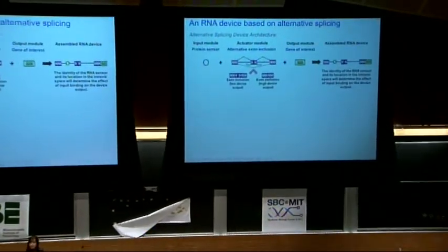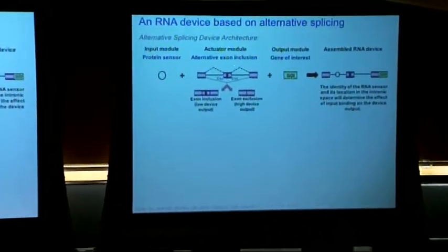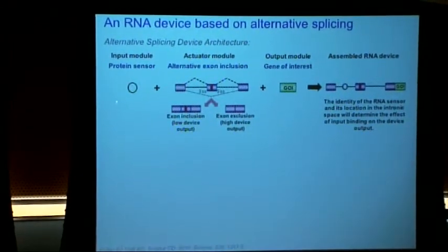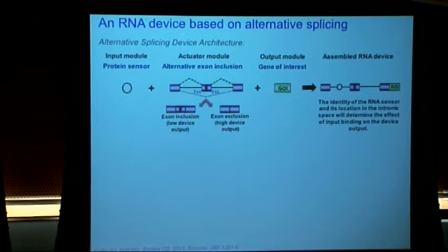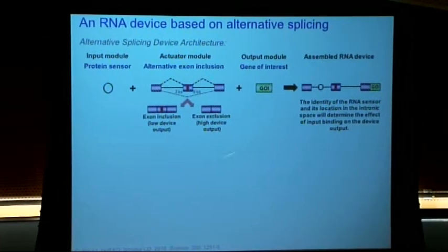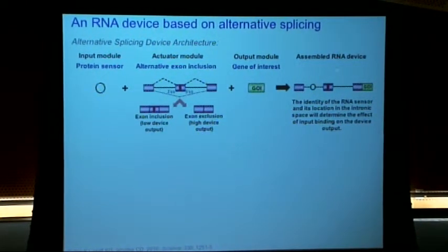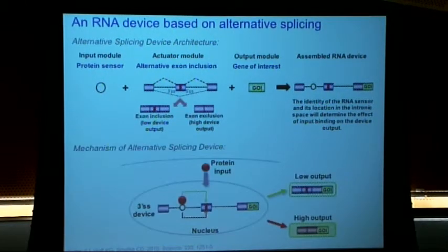So think of it as very similar to the ribozyme-based device, except that instead of a ribozyme, you now have a protein sensor, and your ribozyme is being replaced by this alternative exon inclusion module, with the basic idea that you're regulating the inclusion of this middle exon. When that middle exon is included, it gives you low output of your protein because there's a stop codon integrated within it. And when it's excluded, you get high output.